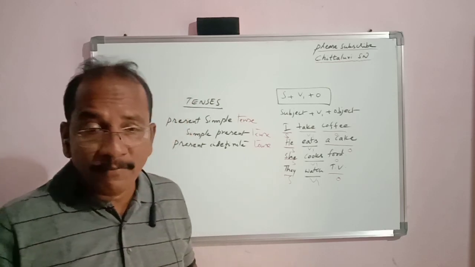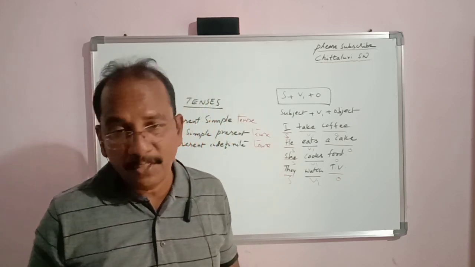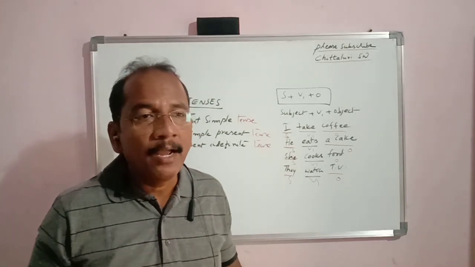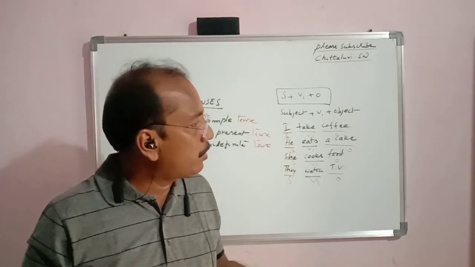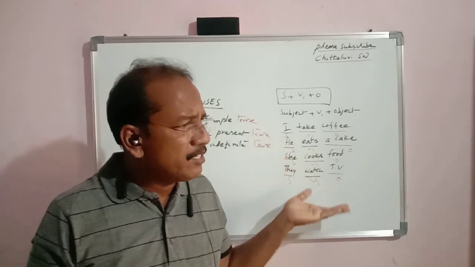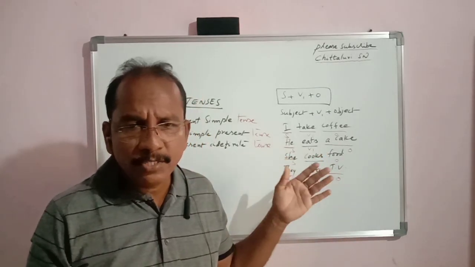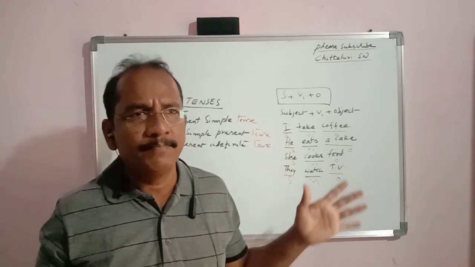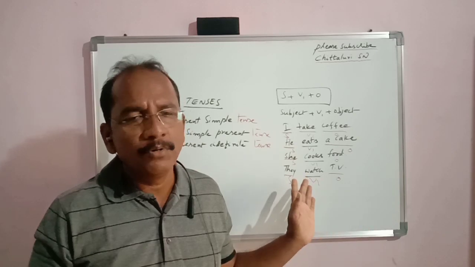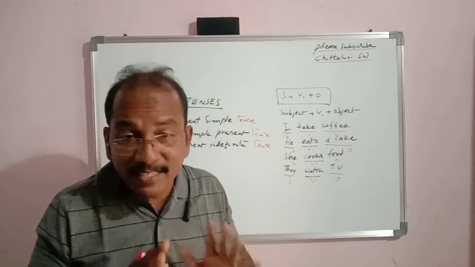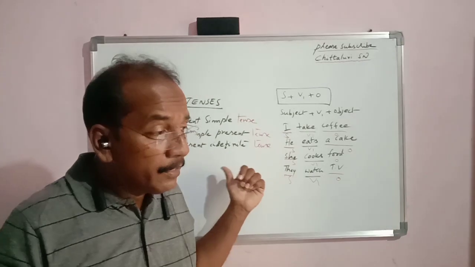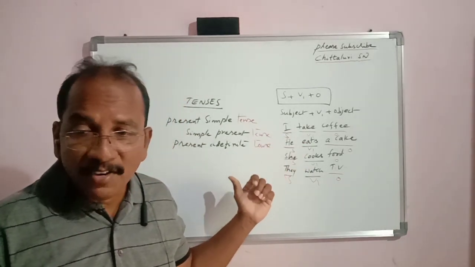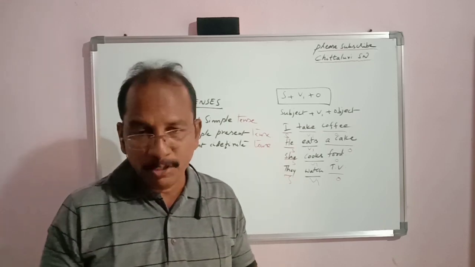I take coffee means, when should I take coffee? When would I take coffee? No answer for that. I take coffee. I watch movie. I play cricket. I play hockey. I play chess. He plays cricket. He plays hockey. He plays a game. So these are all sentences related to simple present tense only. They are indefinite. That is the reason we call this sort of sentences present indefinite tenses, present indefinite simple, because no particular time is mentioned here.